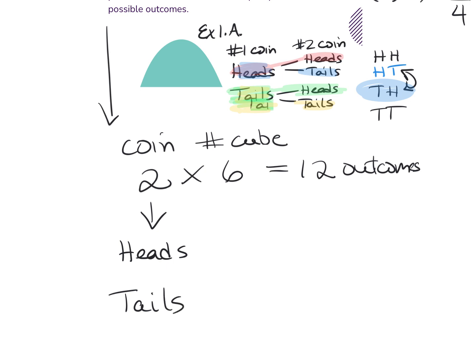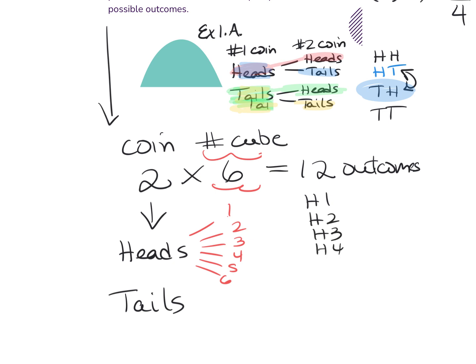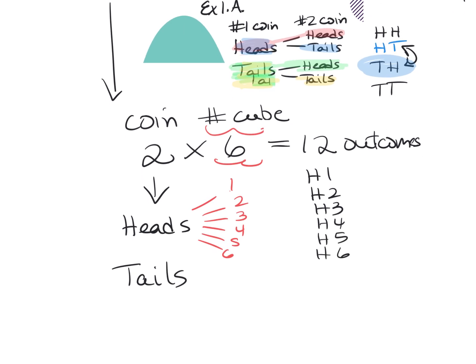And then for the number cube, remember you can roll a 1, a 2, a 3, a 4, a 5, or a 6. So again, you would follow the branches. You could flip a head and roll a 1 or a 2, a 3, a 4, a 5, or a 6. We're going to do exactly the same thing.